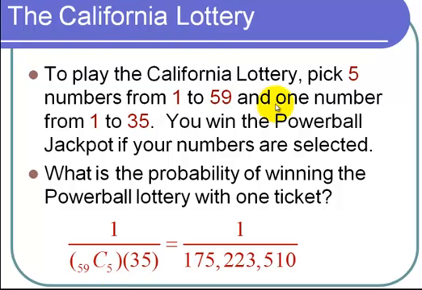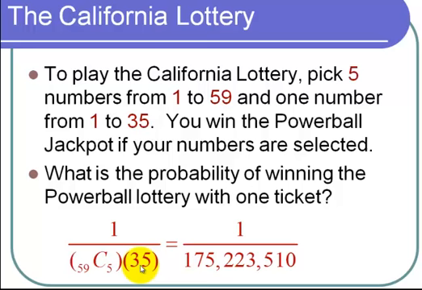But then you also have to get lucky, and they have to pick your Powerball number, the 1 to 35 number. There are 35 ways of doing that, of course, because it's 1 to 35. And since what they picked from 1 to 59 for these 5 numbers is independent of the Powerball number, we can use the multiplication principle and say the denominator, which is the total number of numbers that can be picked, will be 59C5 times 35.